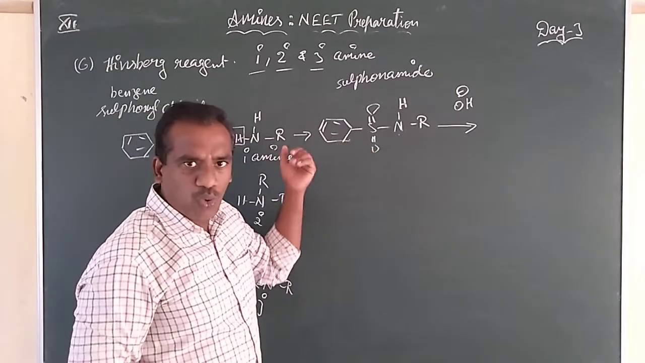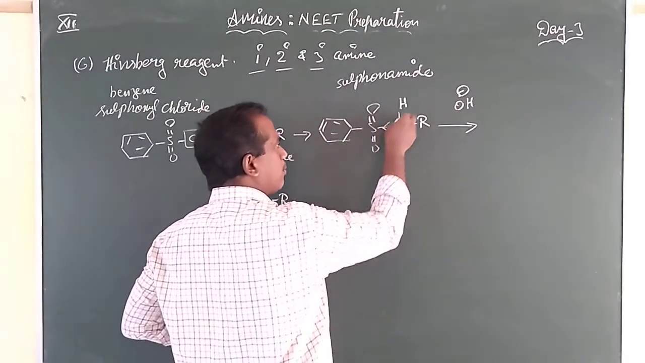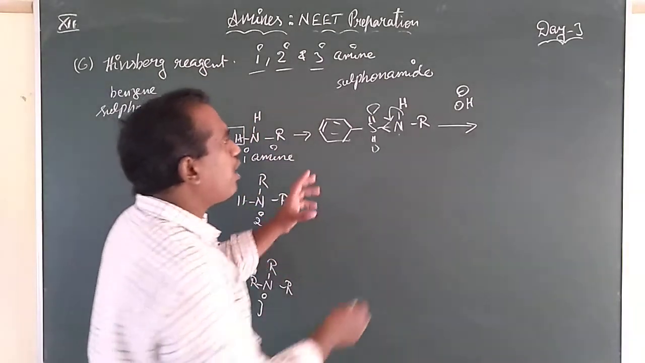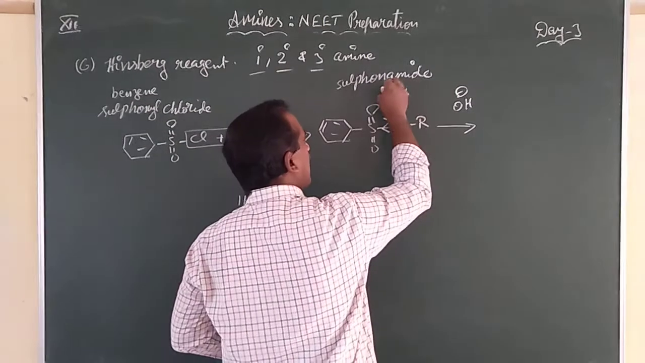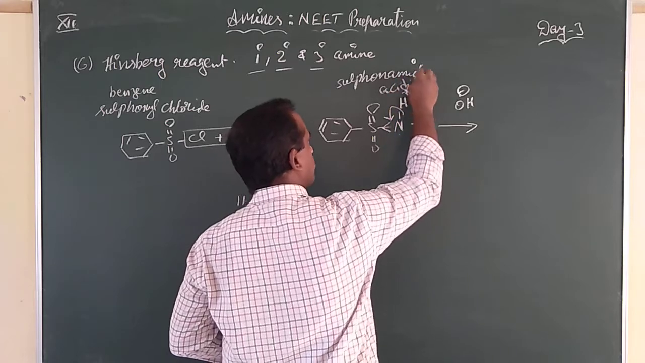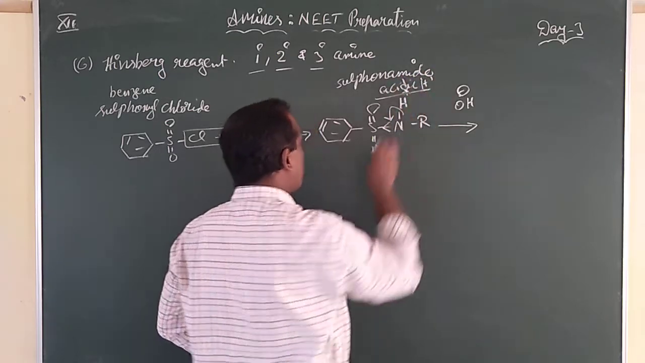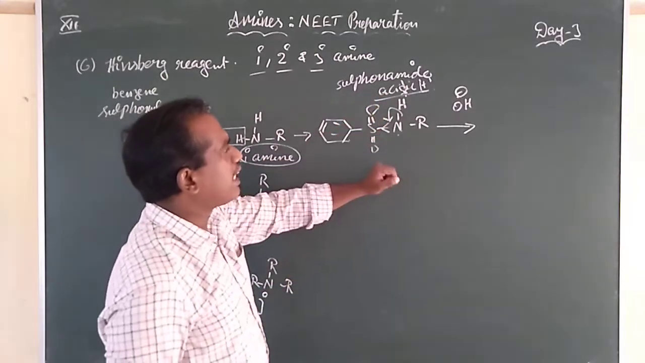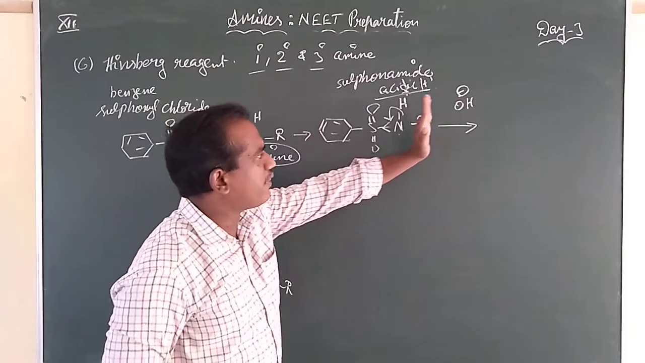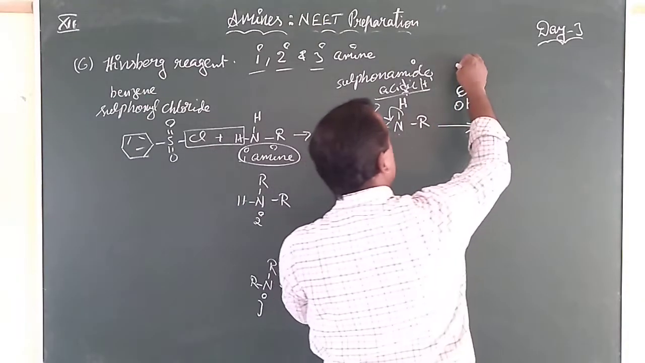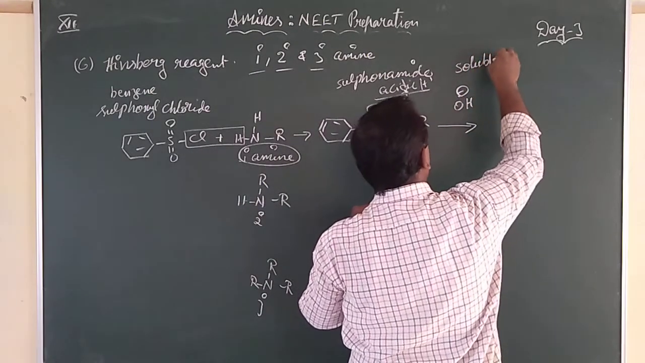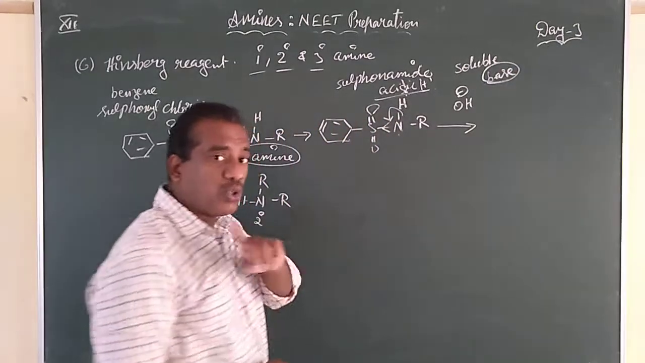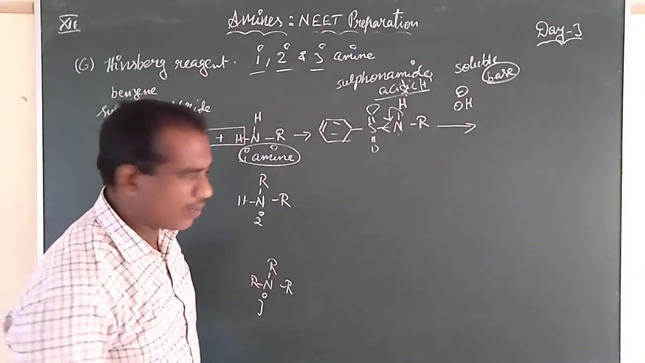SO2 is an electron withdrawing group. It withdraws electrons from the nitrogen, and in parallel the nitrogen withdraws the electrons from hydrogen. So this is what we call the acidic hydrogen. A primary amine will have the acidic hydrogen. Due to this acidic hydrogen, this intermediate sulfonamide is soluble in the base, due to the presence of this acidic hydrogen.